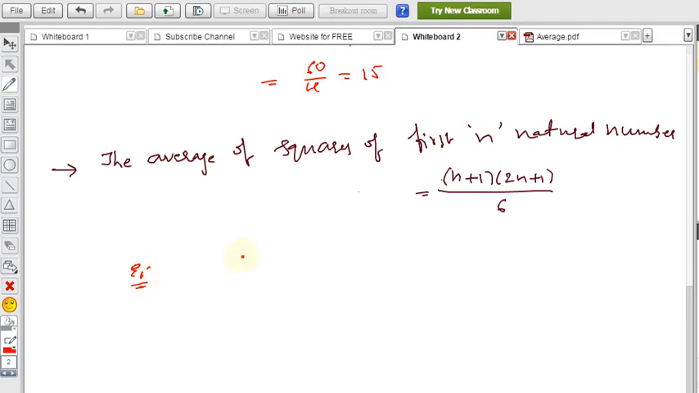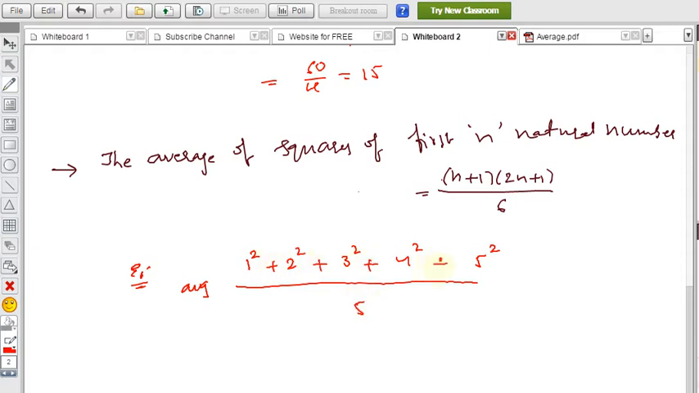For example, squares of the first n natural numbers. They're asking 1 square, 2 square, 3 square, 4 square, 5 square, average is dash. If you want to find the average, we need to add all these numbers and divide by 5. This is our formula method. Now if you use the shortcut trick, first you find the answer using the shortcut method, then check with this answer. For the squares of the first 5 natural numbers, n plus 1 is 5 plus 1 into 2n plus 1, that is 2 5s are 10 plus 1, by 6. So 6 into 11 by 6, the 6 gets cancelled. We are getting 11.